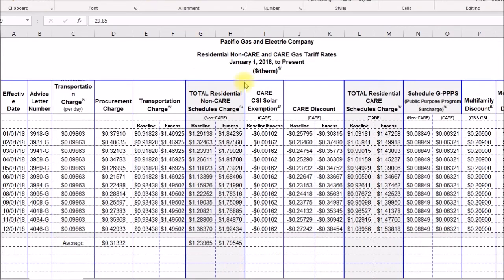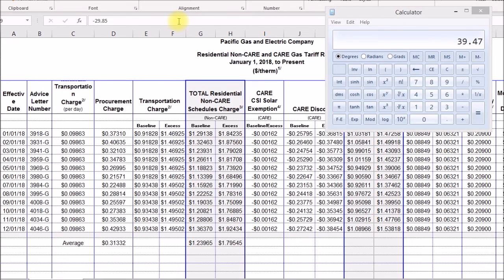Here's the PG&E rate information for 2018. I had to wait for the December rate information to be posted. And down here you get an average cost of 31.3 cents per therm for the year. And you can see, for example, in December, 93 cents baseline or $1.50 excess for delivery. So this gives you a net cost of $1.36 or $1.92 plus these other fees. Baseline usage is 18 therms in the summer and 60 therms in the winter.